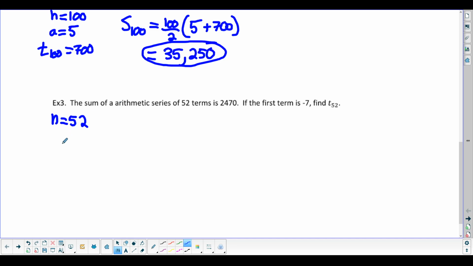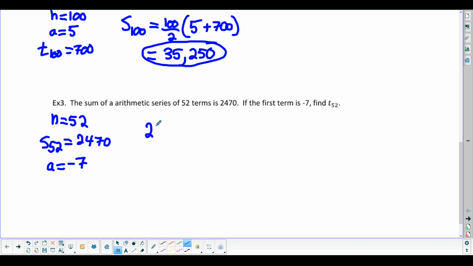The sum is, so we know S52 is 2,470. It says if the first term is -7, A is -7. It wants us to find T52. So we're going to want to use the second version of the equation and plug in for that.